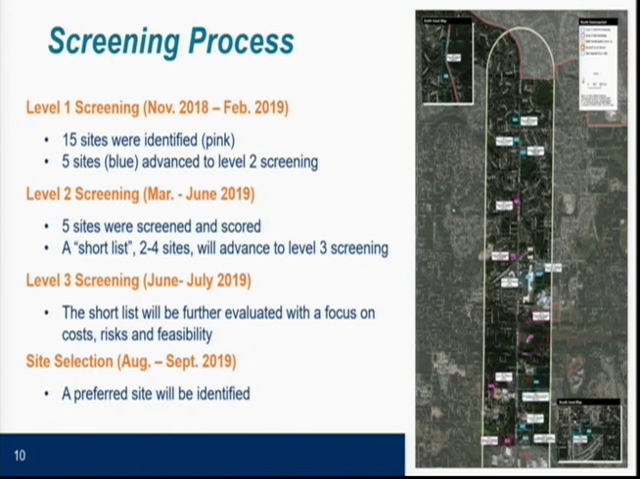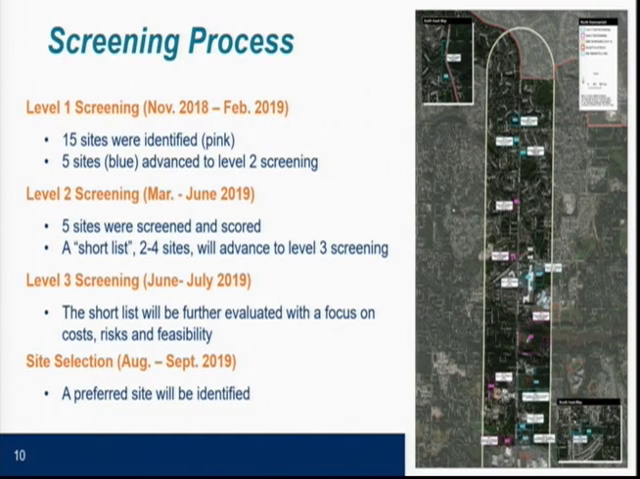And what we did is we looked at these 15 sites and saw if they met essential project requirements. The site must accommodate up to 200 stalls. We don't want to impact environmentally critical areas to such an extent that we couldn't mitigate or afford to mitigate, things like that. And once we went through that screening, 5 sites advanced.